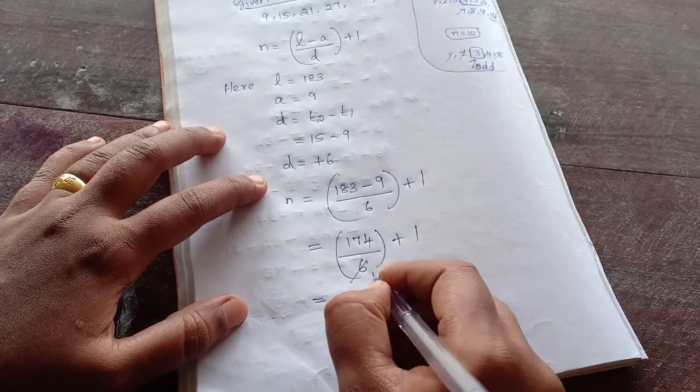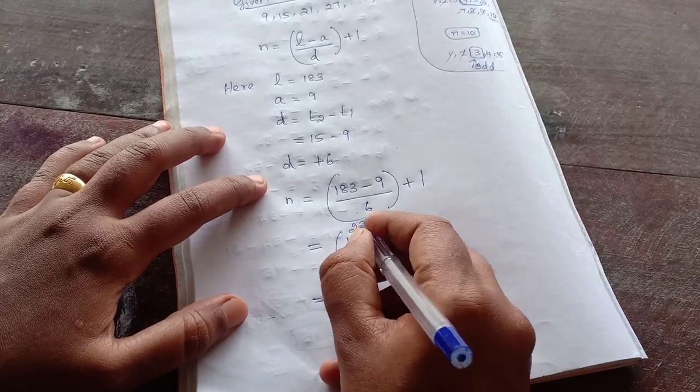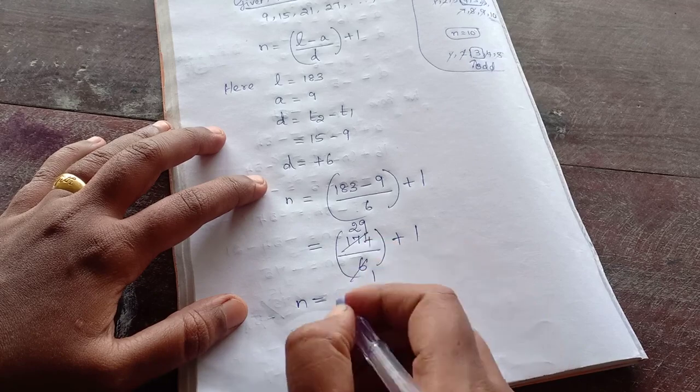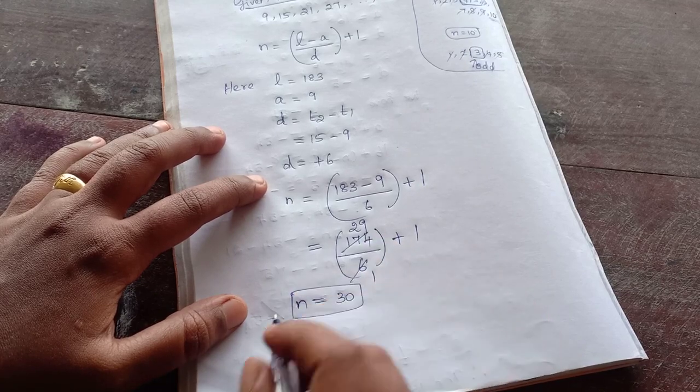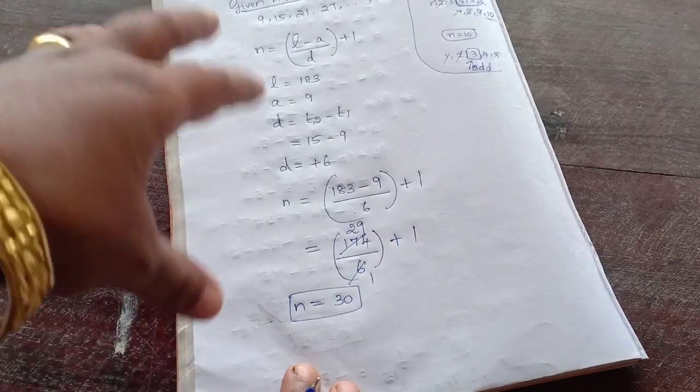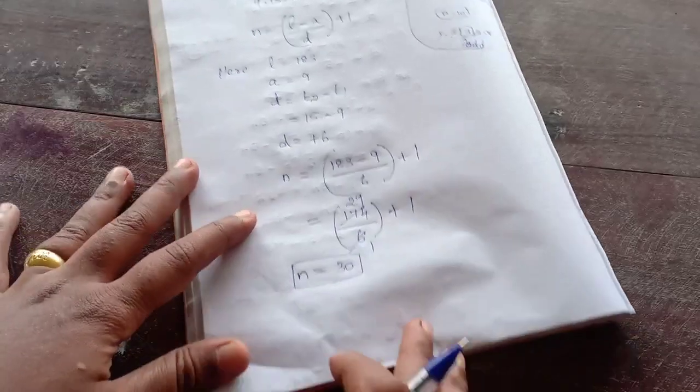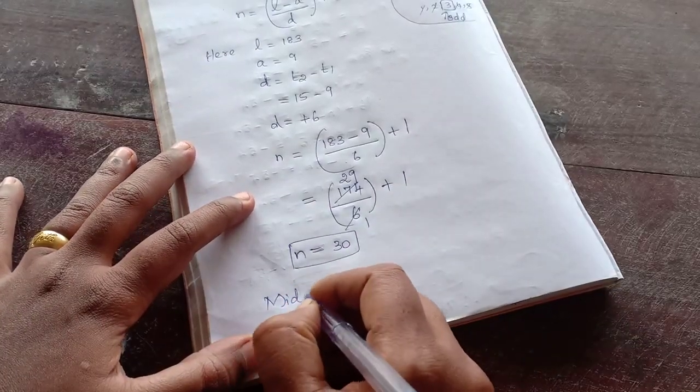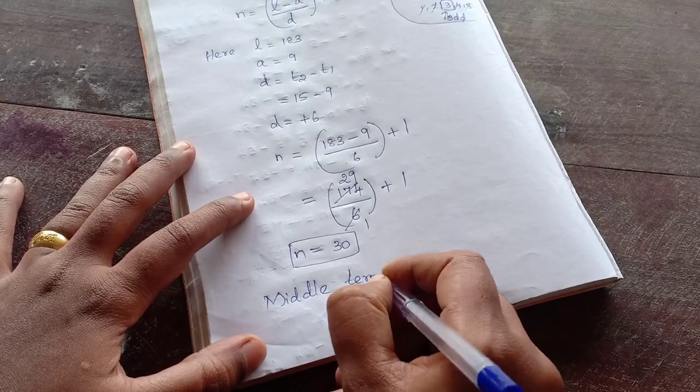Okay. So on cancelling this, you will get 29. So n is equal to 29 plus 1, that is 30. So there are 30 terms in this given AP. Among the 30 terms, we need to find the middle terms. So the middle terms are, surely you will get 2 middle terms.